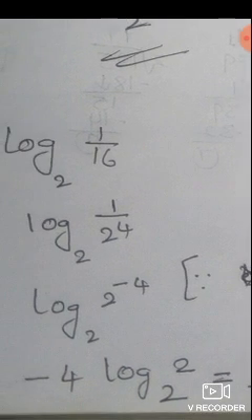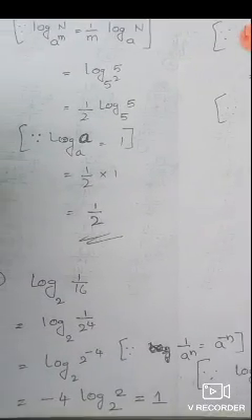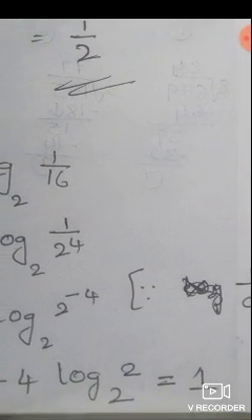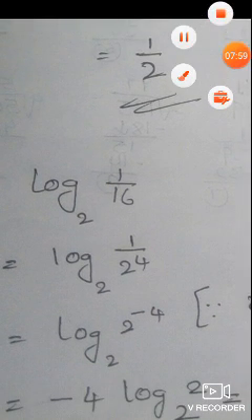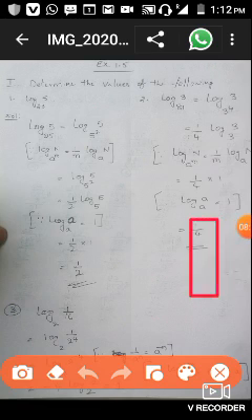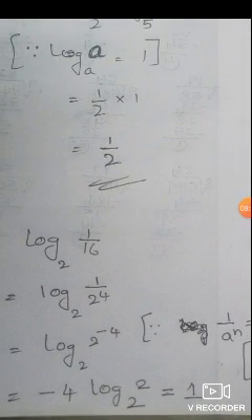That means minus 4 into log 2 base 2. Here log 2 base 2 equals 1, so minus 4 will come. The answer was written wrong here, so 1 was written, but minus 4 is the answer.